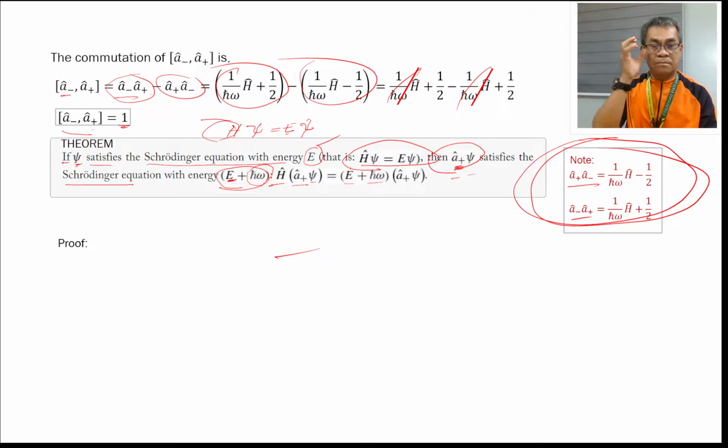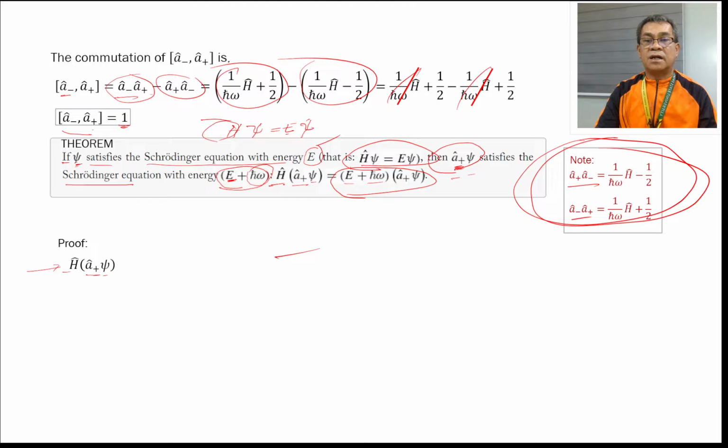So the question is, is this correct? Or what is the proof of this? So let's derive it and provide the proof. We want to know what will happen if we let the Hamiltonian act on the raising operator that acts on psi. Will it provide this one? That's the question that we need to answer.